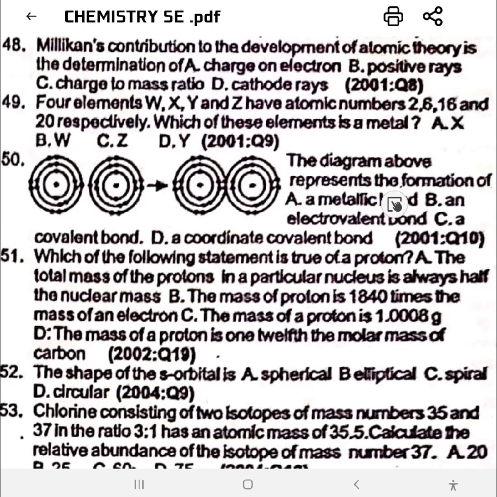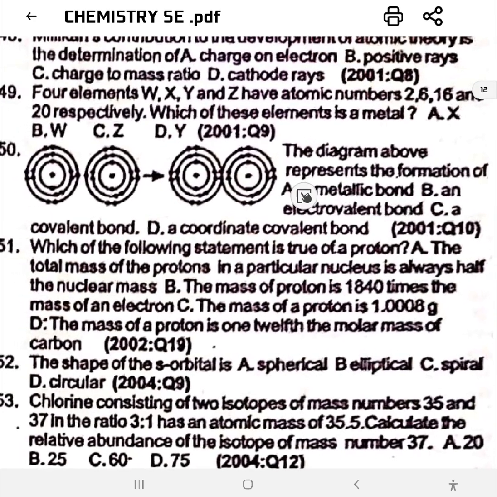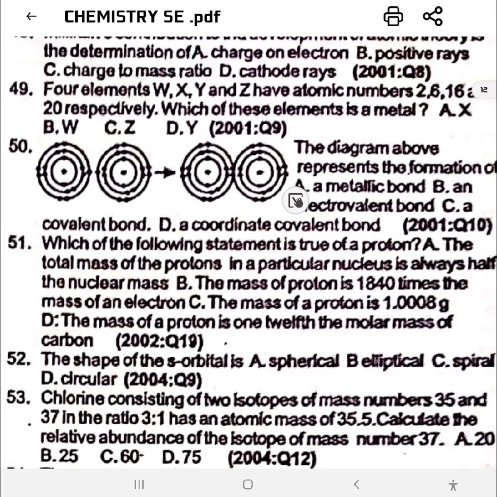50. The diagram above represents the formation of what kind of bond? Let me see. This one is an electrovalent bond, option B. 51. Which of the following statements is true of the proton? The mass of the proton is 1840 times the mass of the electron, option B. 51 is option B.